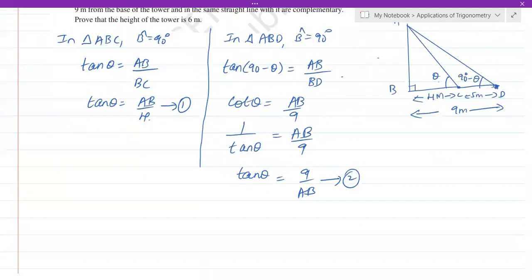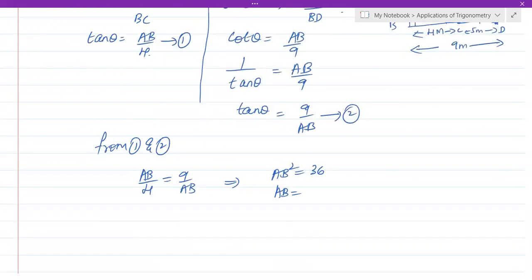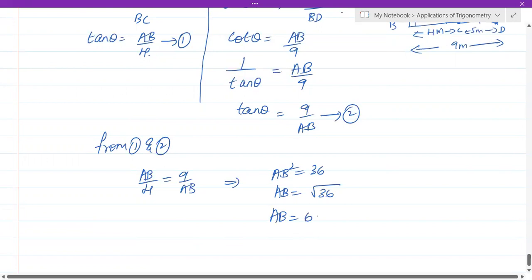Observe equations 1 and 2: the LHS are the same, right? So you can equate the RHS. So AB by 4 is equal to 9 by AB, which implies, cross multiplied, AB into AB is AB square, and 9 fours are 36. Therefore, AB will become, actually, we have to write it as plus or minus, but AB is a length, right? So you can eliminate the minus. So it will become root of 36. What is the value of root 36? It is 6. Therefore, the value of AB is 6 meters.